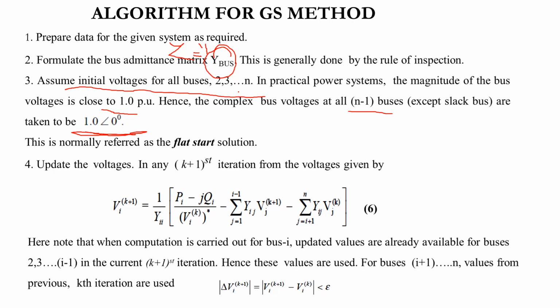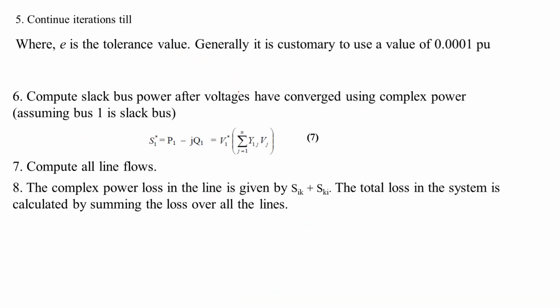calculated. Okay, this k plus 1 iteration voltage of the generator is given by Vp of k plus 1 equal to magnitude of V suffix p specified into angle delta of k plus 1. Okay, and here we have to continue the iterations with the tolerance value, and we have to use the value of 0.0001 per unit, and compute the slack bus power after voltage have converged using complex power, means S equal to P minus jQ.